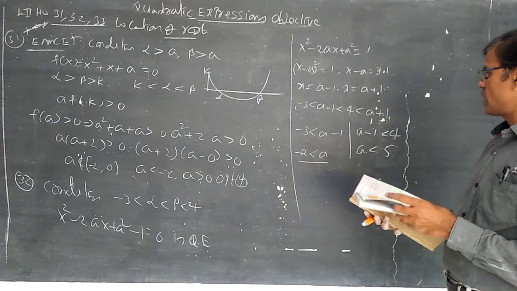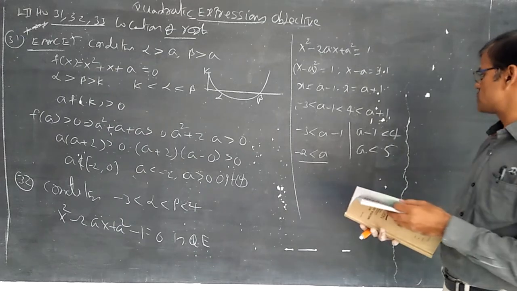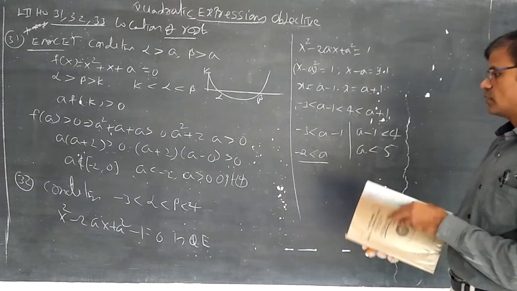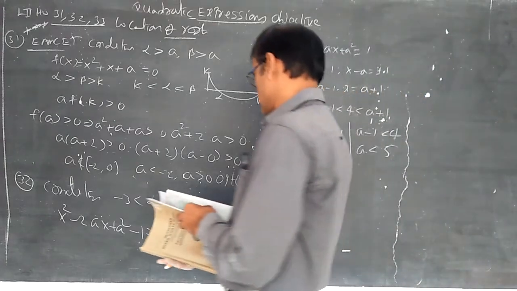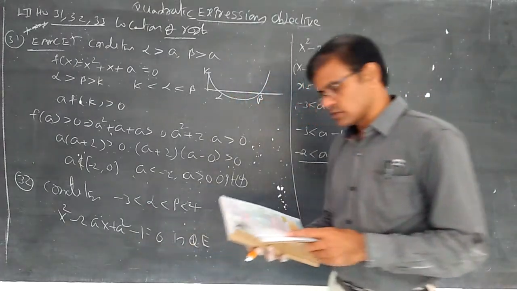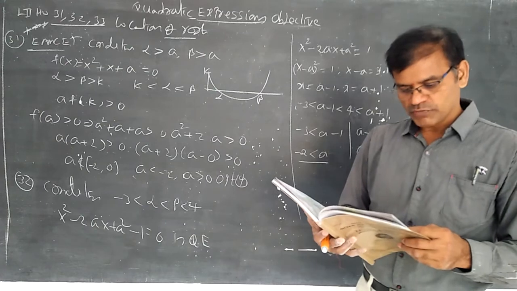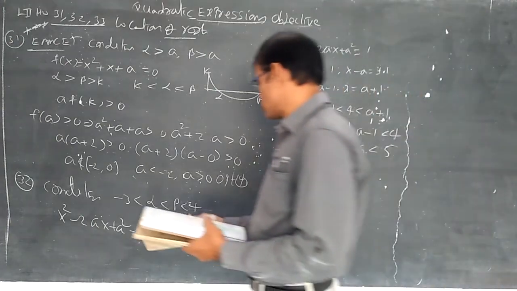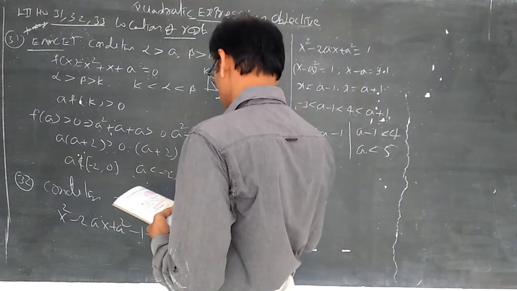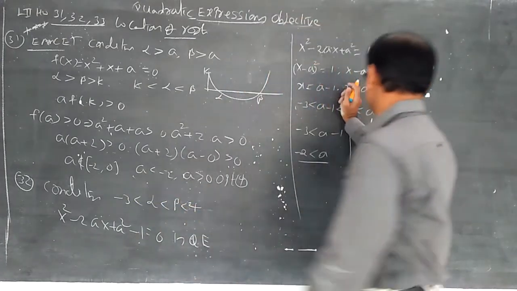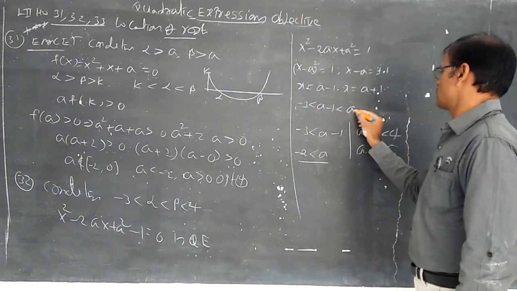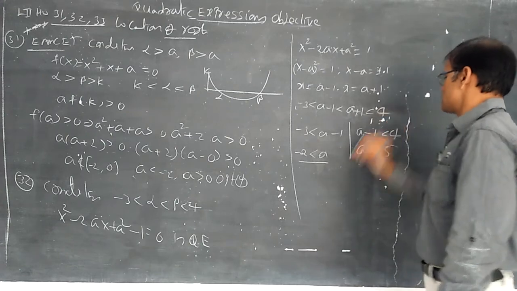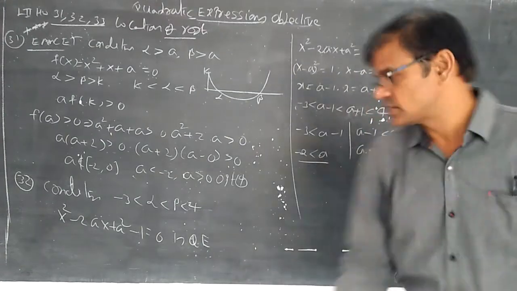A minus 1 greater than minus 3, it is correct. A plus 1 less than 4. But according to the question, once we read it, both roots of the equation lie in the interval minus 3 to 4. So we should write this. Now this is correct, a plus 1 less than 4.